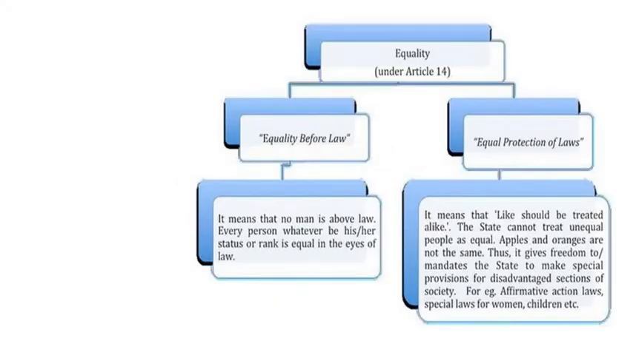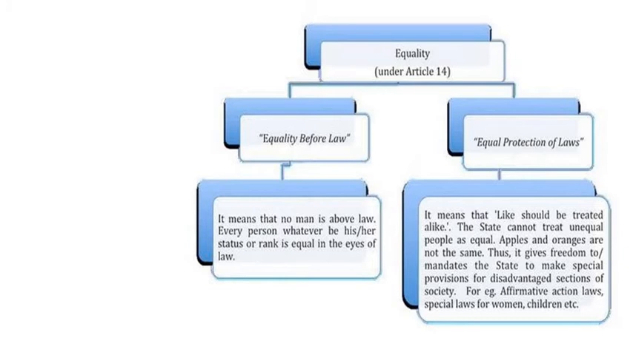Then the first, the right to equality. In this there are 2 parts. Right to equality comes under Article 14. There are 2 parts: equality before law and equal protection of laws. Equality before law is taken from British origin, and equal protection of laws is from American origin. Equality before law means that no man is above the law.